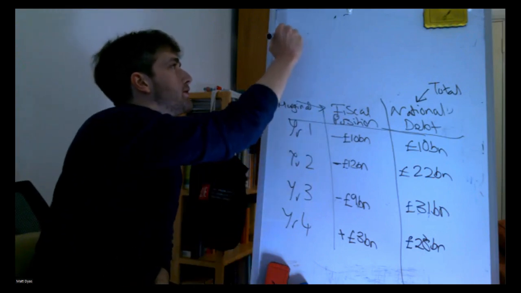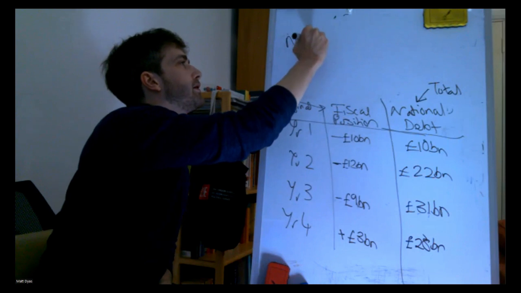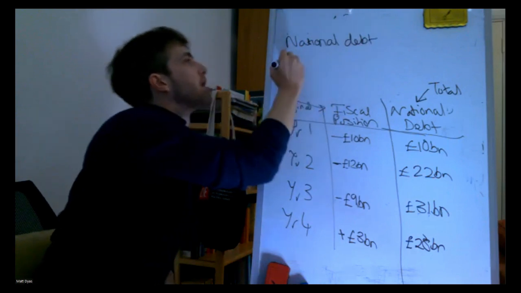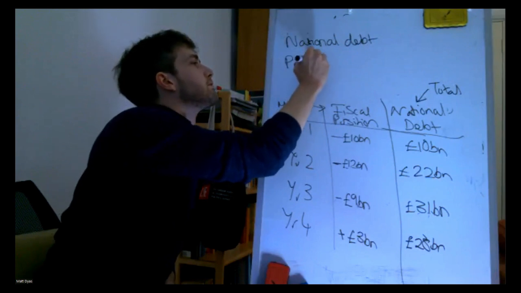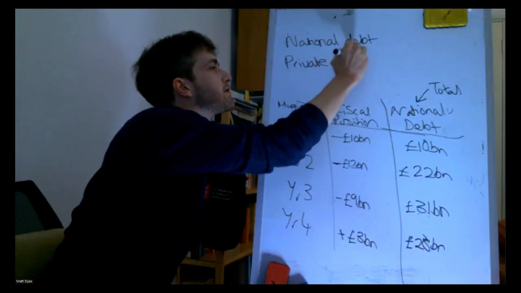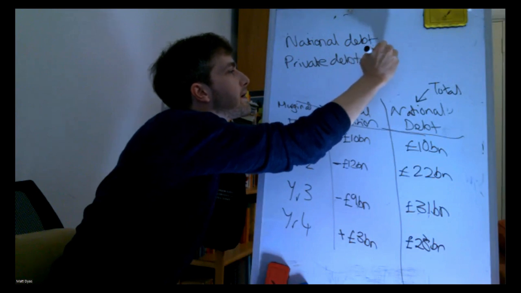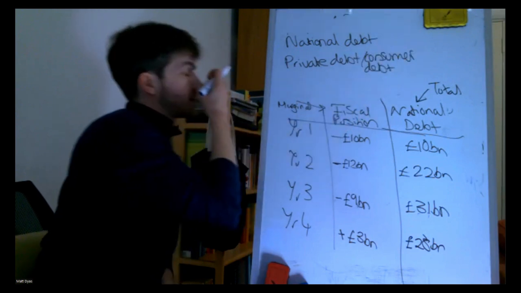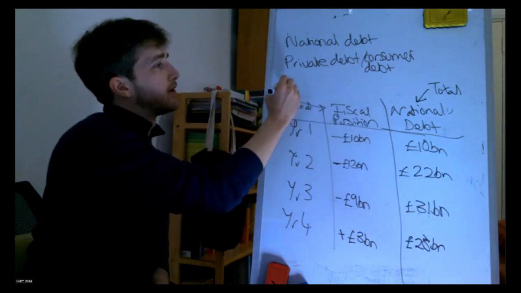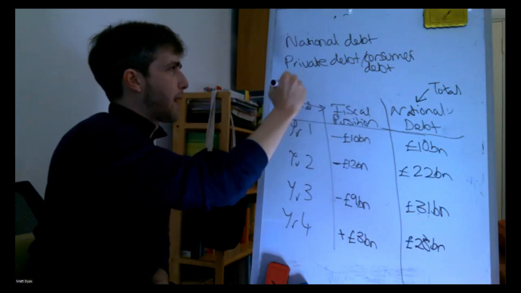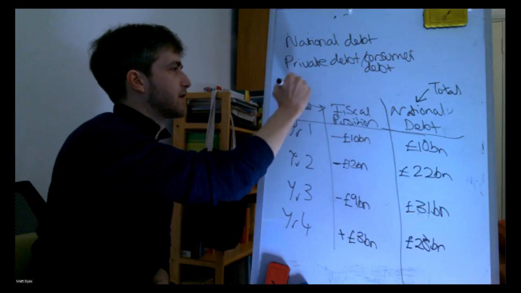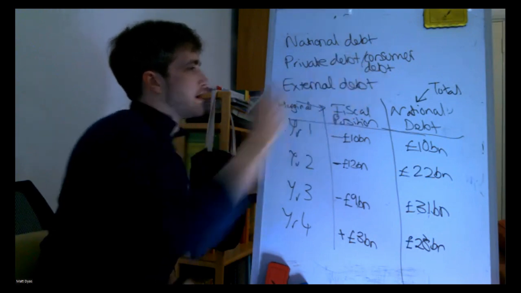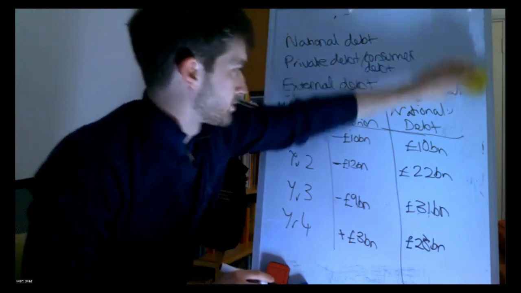So we've got the national debt, private debt / consumer debt, which is sometimes interchangeable and sometimes not interchangeable, and we have external debt.